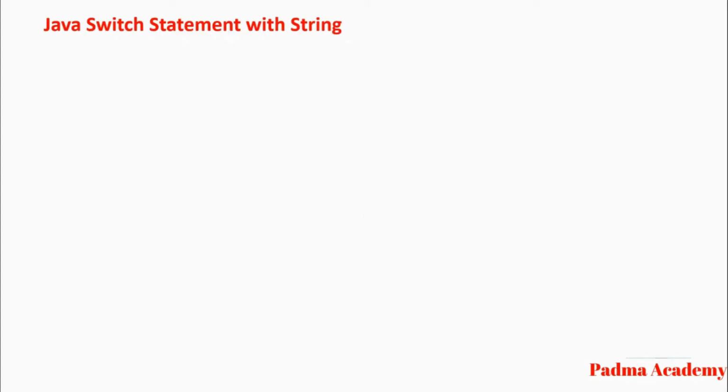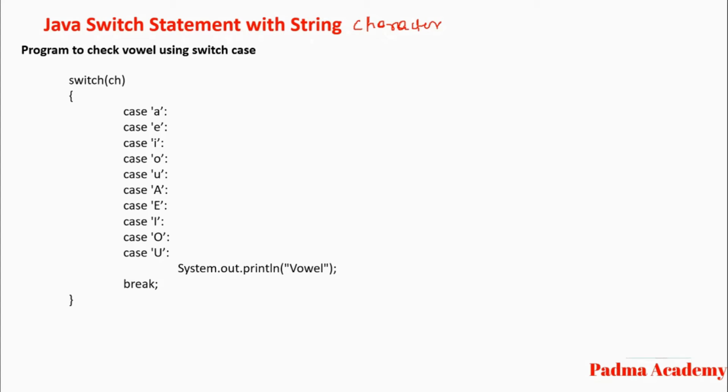So next is Java switch statement with string and character. A program to check the vowel using switch case. So this is the switch case; I am basically focusing just on the switch case. Here ch is a variable of type character, to which we have assigned, suppose, the character A. Then it will check whether the character A matches in the cases. It matches, so it will print vowel.